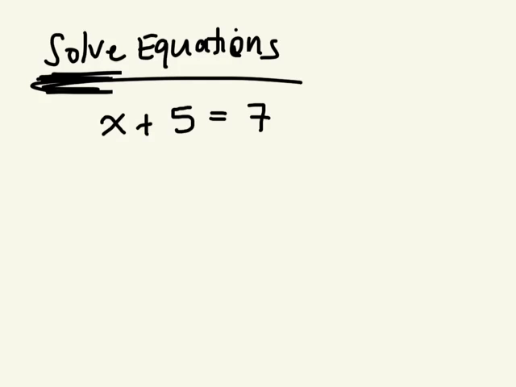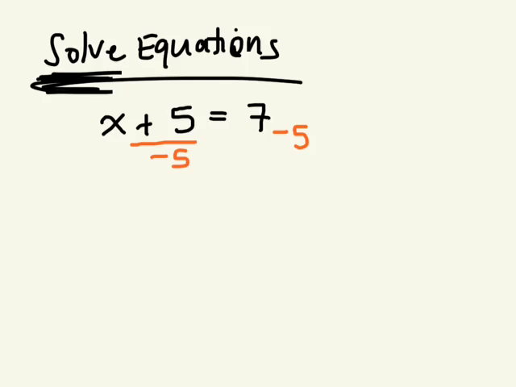So in order to get x by itself, I want to get rid of anything that's around it, right? Right now I have x plus 5. So how do I get rid of plus 5? What's the opposite of plus 5? Take away 5, right? Whatever you do to one side, you have to do to the other side. So what do I have to do to the right side? I have to take away 5.